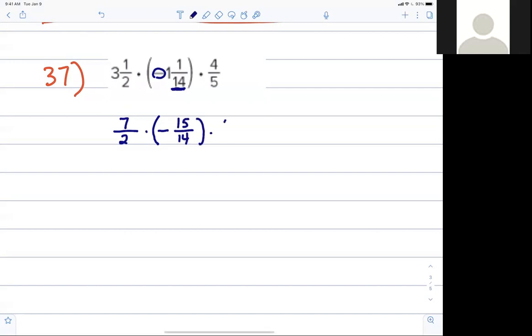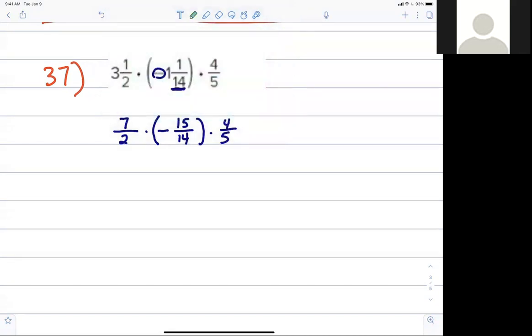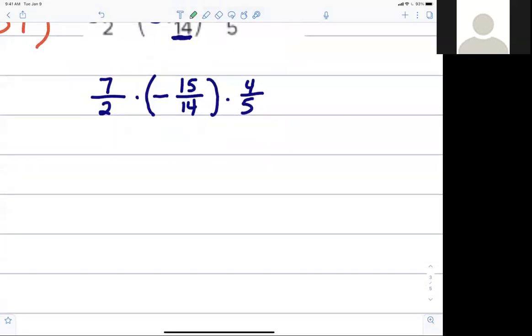And then times 4/5. Okay, now I'm going to change colors so everybody can see it nicely. Here we go. Now, what do I need to do? So you need to put 7 into 14. Yep. The 7 will be a 1, and the 14 will be 2. You are amazing so far. And then the 2 would become a 1, and then the 4 would become a 2. Notice we went all the way over to the right side, all the way over to the left side. As long as one's on the top and one's on the bottom, you can cross them out.